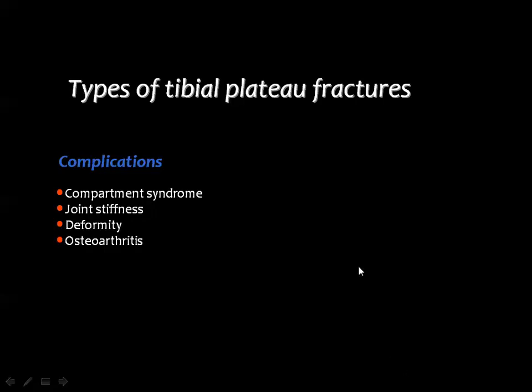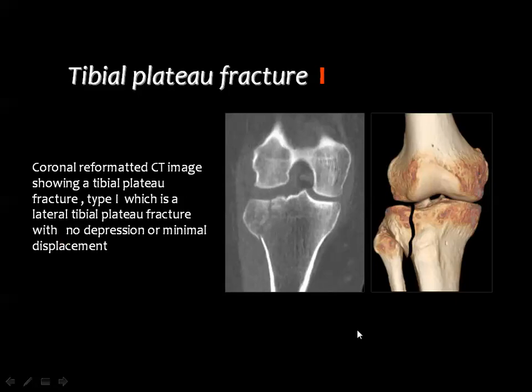Then the complications of tibial plateau fractures include the compartment syndrome I have mentioned in the introduction for the fractures, which commonly involve the tibialis anterior muscle, joint stiffness, deformity, and osteoarthritis of the knee joint. And this is an example of type 1 tibial plateau fracture affecting the lateral aspect of the tibial plateau in this 2D and 3D reformatted images.